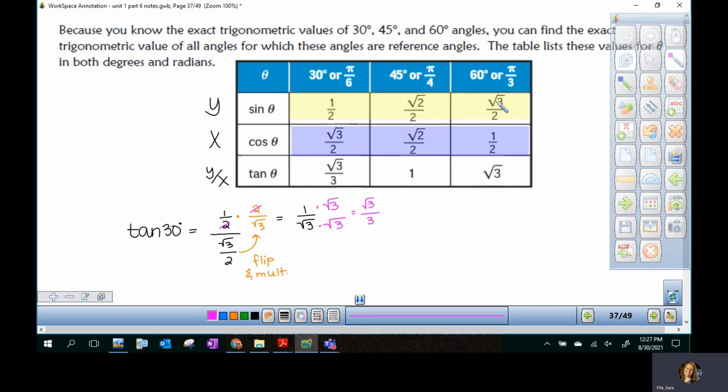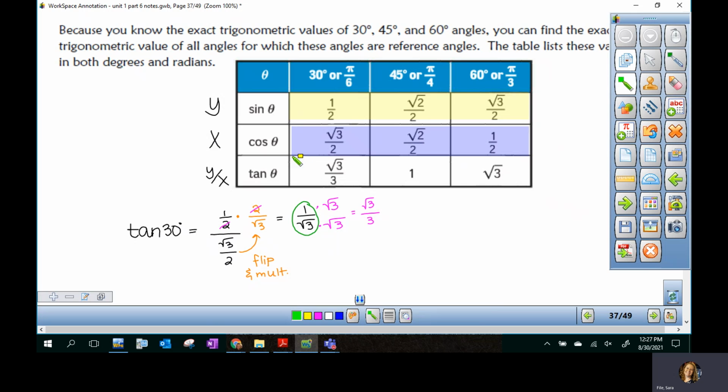Okay, now here, the 60 degrees, remember it flipped the x and the y. So the 1/2 and the square root of 3/2 switch spots. So that's just the reciprocal of what we did already. So if you took this 1 over root 3 and you flipped it, it's just root 3. Okay, so there are the tangent values at those special angles. So we're going to go back and we're going to add those to our unit circle.